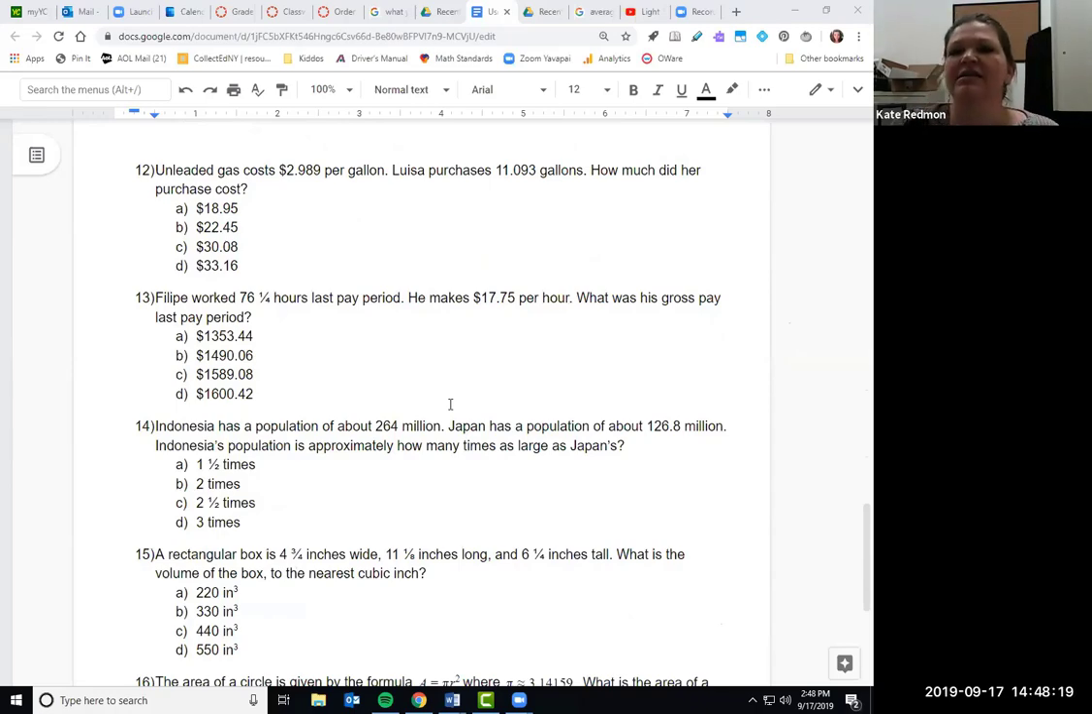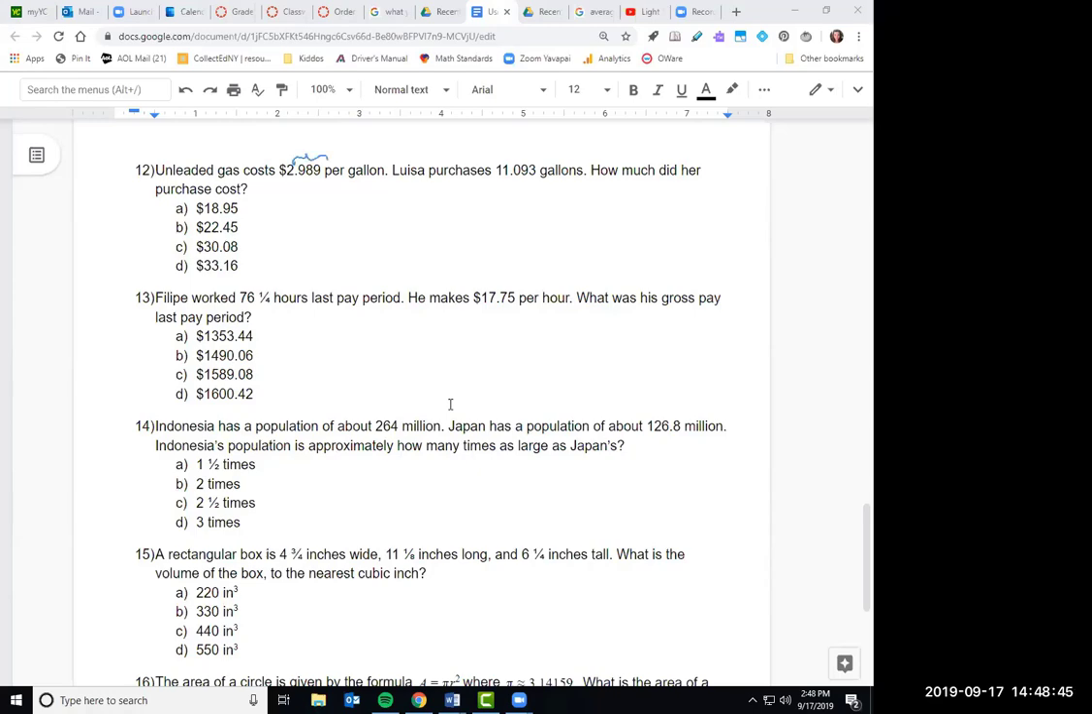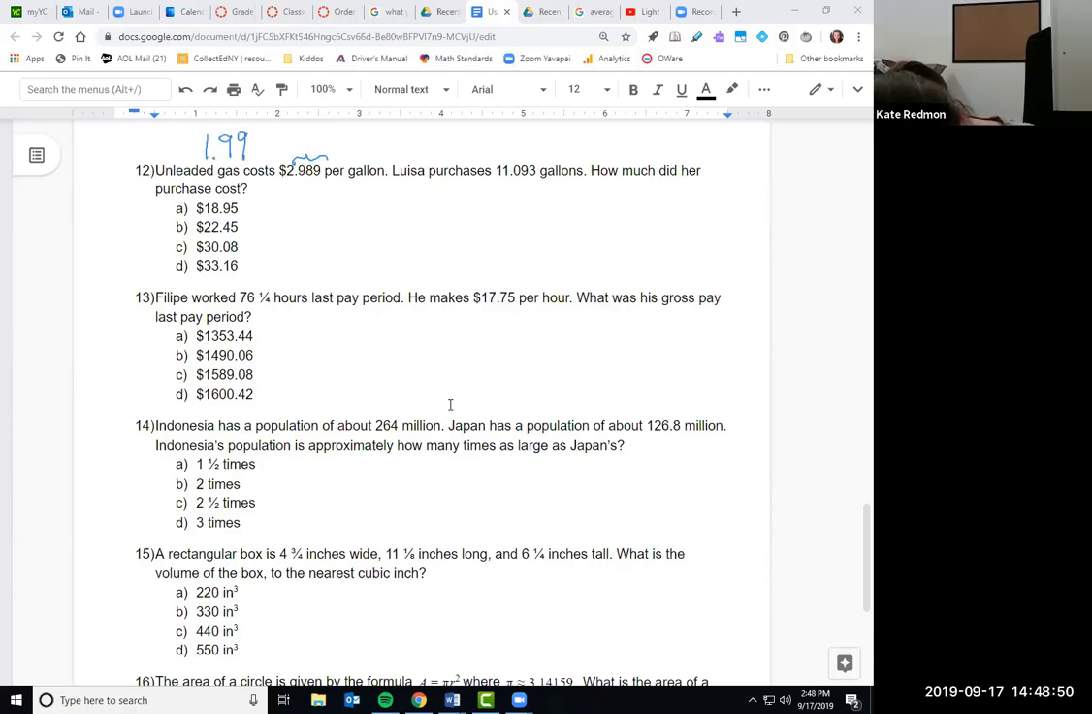Number 12 says unleaded gas costs $2.989 of $1 per gallon. Now, I know that's not how we say that, but that is how they put prices at the gas station. Has anybody ever noticed at the gas station that your prices will often go to 3 decimal places? Yeah, they'll put that little 9, like they slip it up tall at the top, like you're not going to notice it. But they are charging you more than $1.99 or $2.99 or whatever at the gas station.